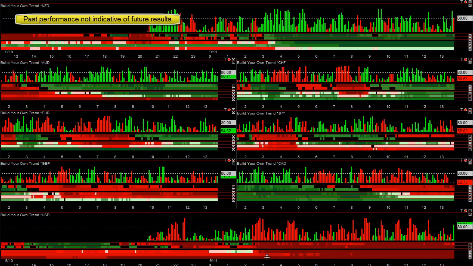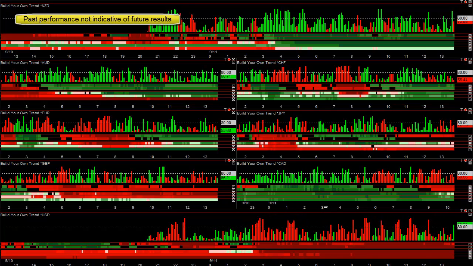The dollar is weak on all time frames, especially after about 2:30 right here. Incredible weakness. The daily trend shifted down. The weekly and monthly is already down. Pretty much it's a no-brainer. You want to buy the New Zealand dollar, or you can see the CAD was very strong, so because the dollar is on top in that pair, you want to sell the dollar CAD.